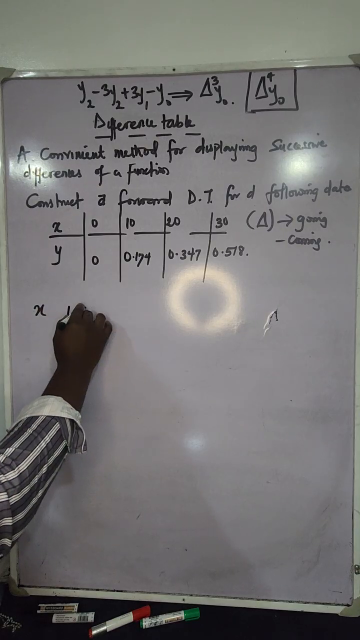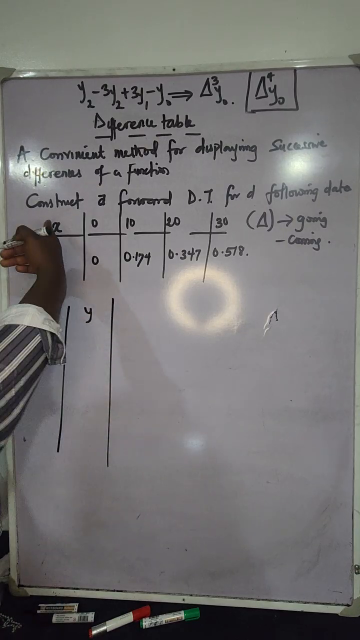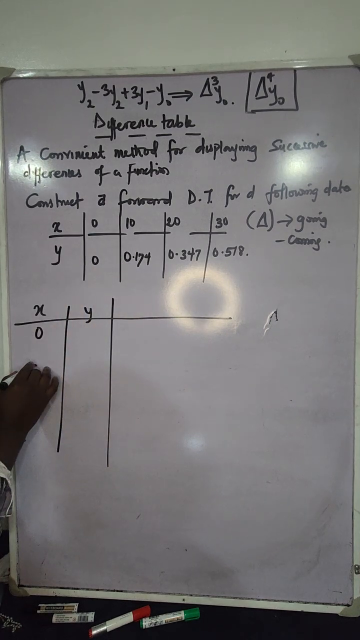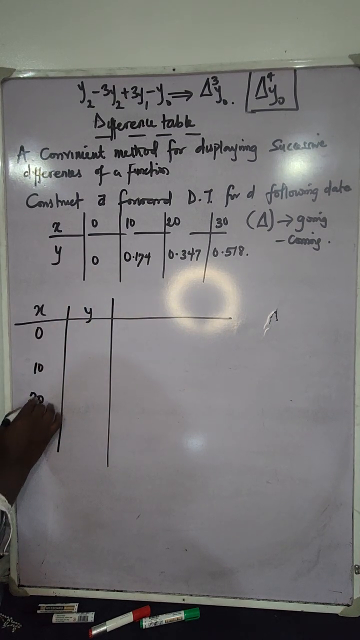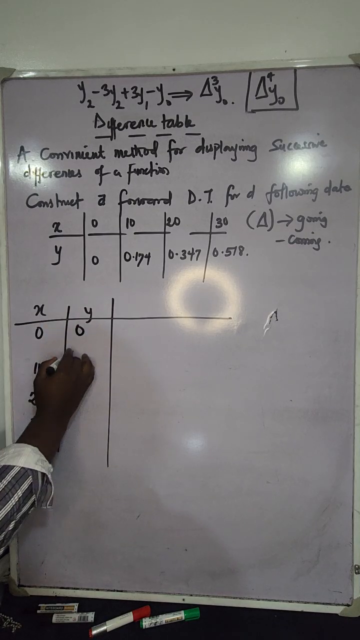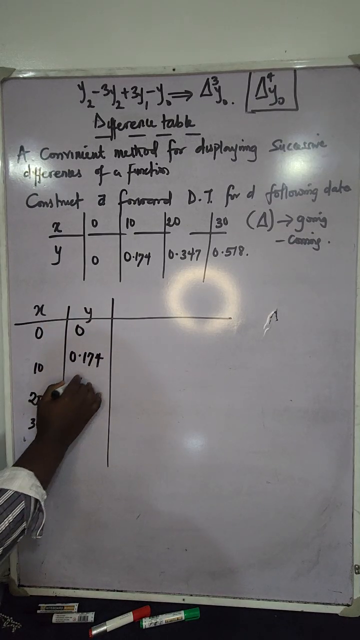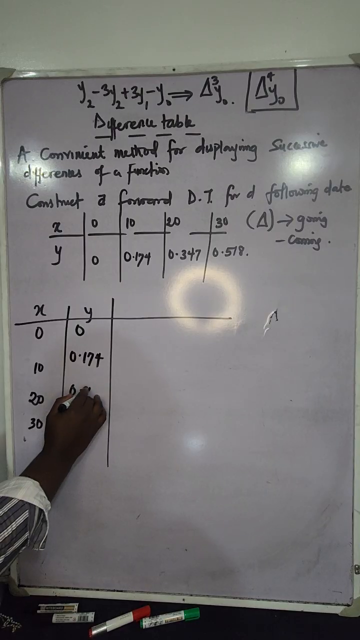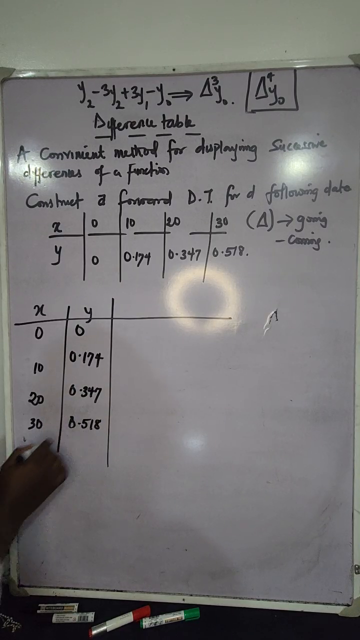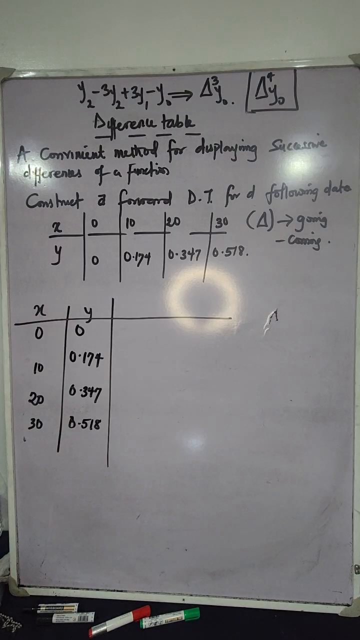We have x here, we have y here. What are the values in x? The values in x are 0, 10, 20, and 30. Did you see that? And for y, we have 0, 0.174, 0.347, 0.518. Is that not? Now, what do we do here?